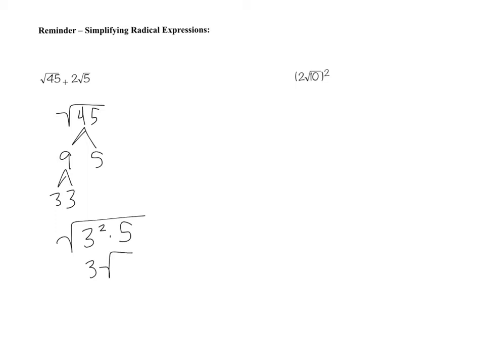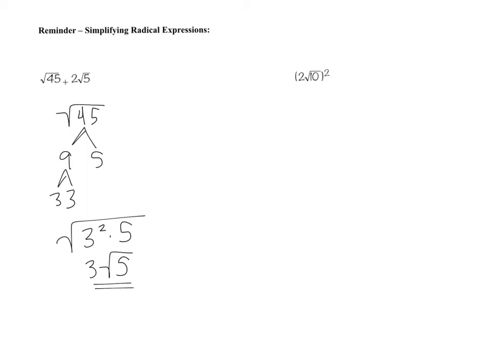So our first example is a reminder of how to simplify expressions. And it's important to simplify expressions so that we can compare them. So in our first example, I need to simplify the square root of 45. So I'm going to break 45 down into 9 and 5, then 3 and 3. So that's the square root of 3 squared times 5, which is just 3 roots of 5.